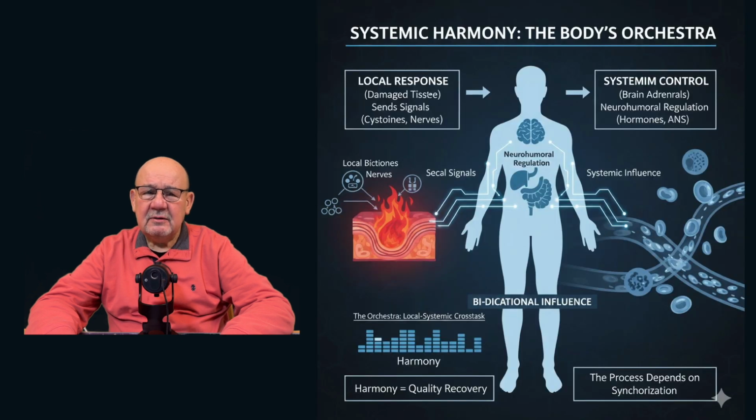The process involves a coordinated system of local and systemic mechanisms, the orchestra. The local response dictates the necessary systemic adjustments, while the overall neurohumoral regulation reciprocally influences local activity. The quality of recovery depends entirely on the harmony between these two realms.